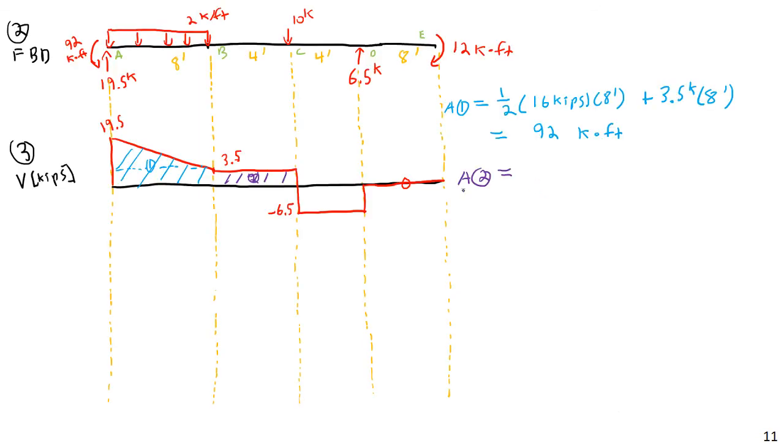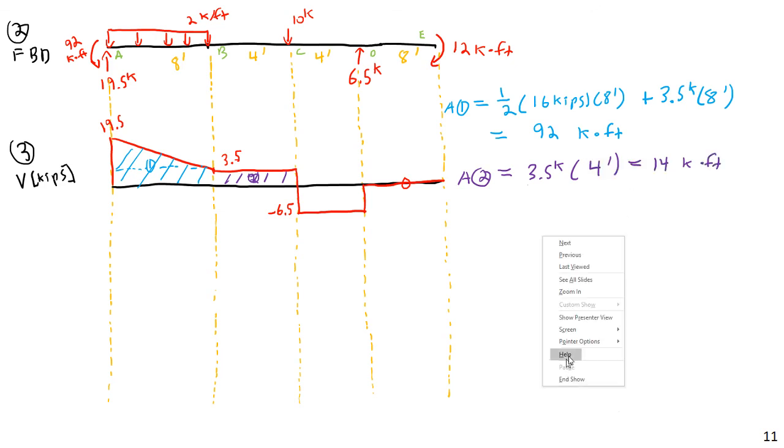Keep jumping forward here. Sorry about that. Area 2, so just a symptom of the tablet I'm using. Probably should find a way to turn that off. But anyway, area 2 is going to be fairly easy. It's just a rectangle. This is going to be 3.5 kips times a length of 4 feet, and that will come to 14 kip feet.